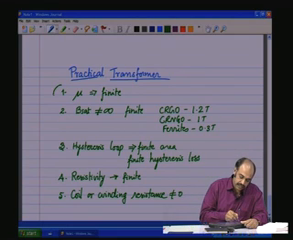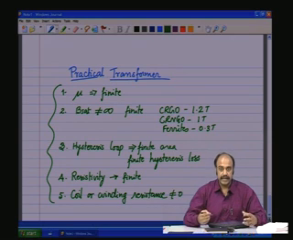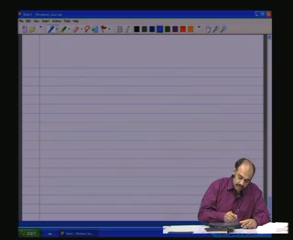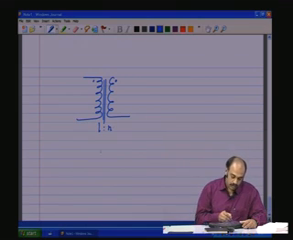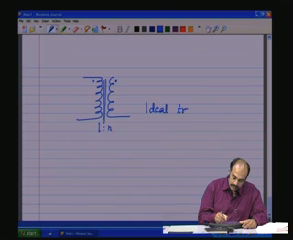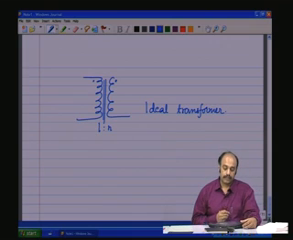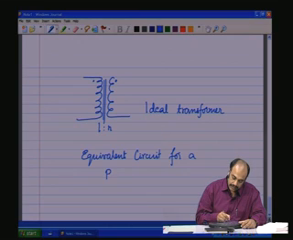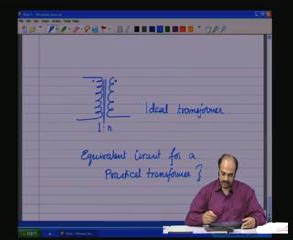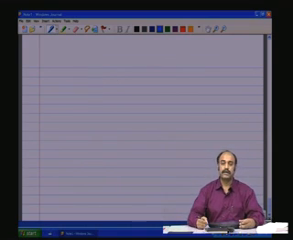Now, how do we represent a practical transformer electrically? Because an ideal transformer we know has a symbol like that, with a turns ratio. This is an ideal transformer. What would be the equivalent circuit for a practical transformer? That will be the focus of the discussion in the forthcoming dialogue.